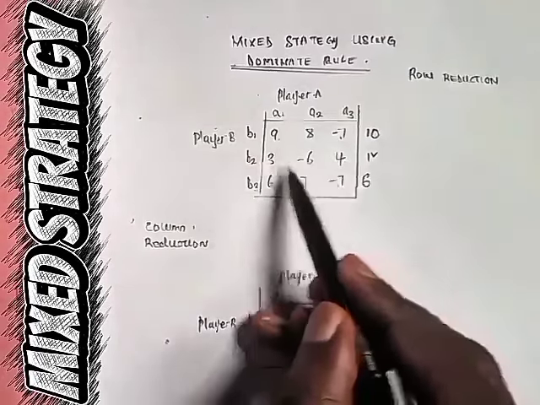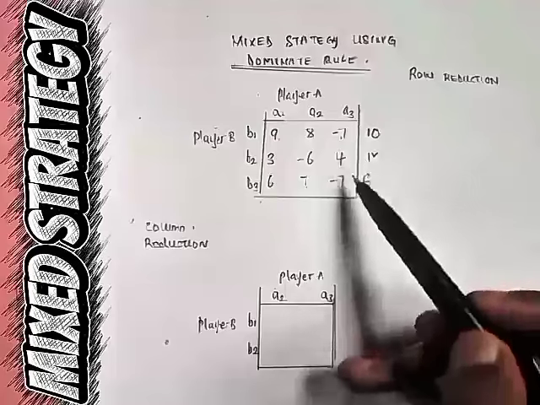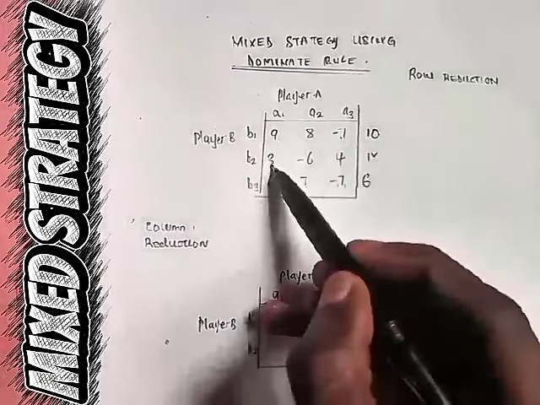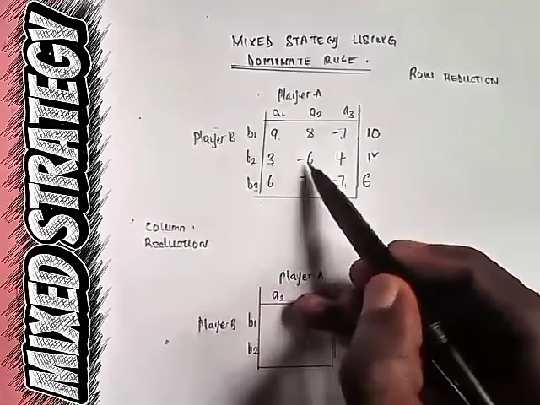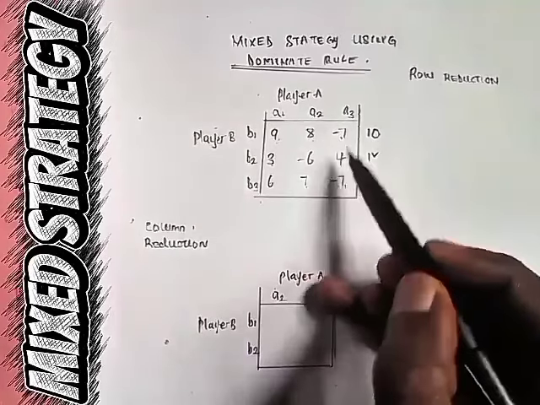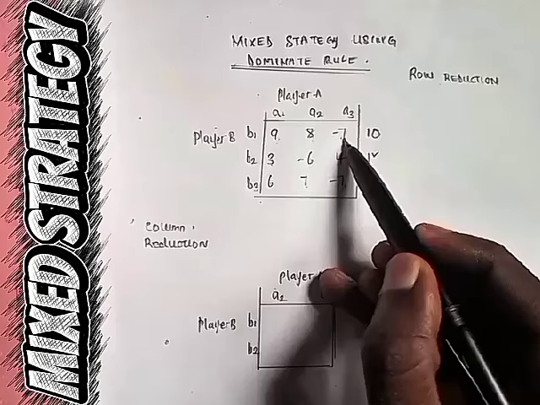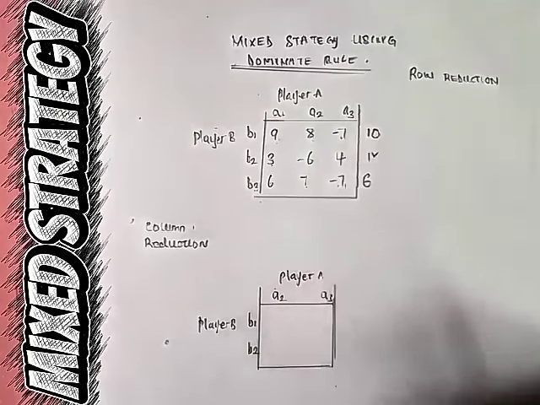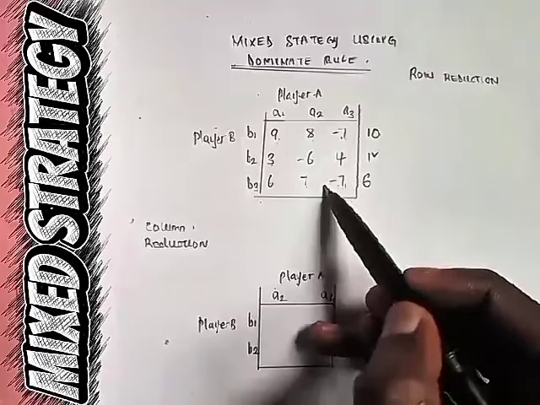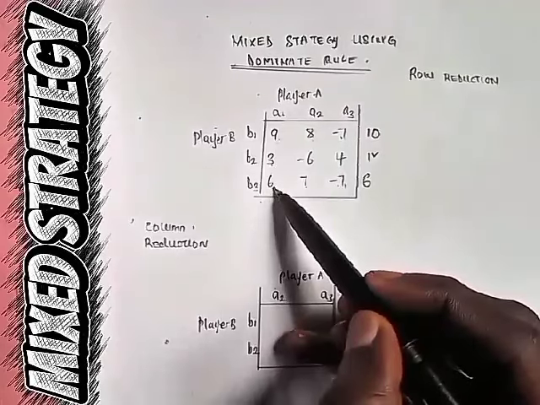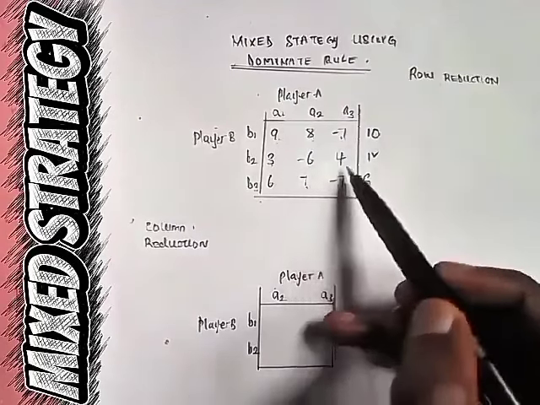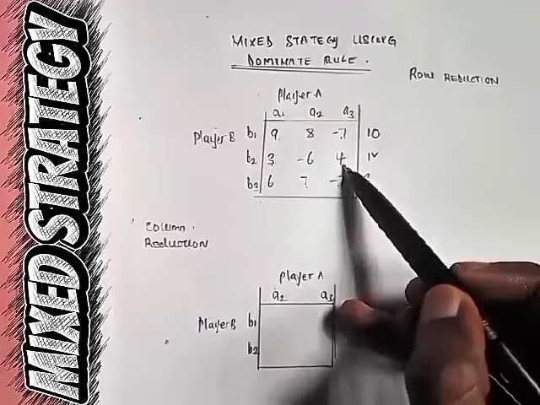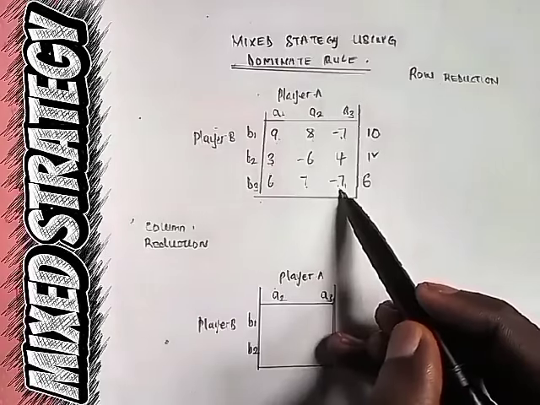Then check through that row, compare it with the first row and the third row. Now 3 is lesser than 9, fine. -6 is lesser than 8, fine. 4 is greater than -7, which means the second row does not dominate the first row. So I'm going to compare the second row and the third row as well. 3 is lesser than 6, -6 is lesser than 7, fine, but 4 is greater than -7, which means the second row does not dominate the third row as well.